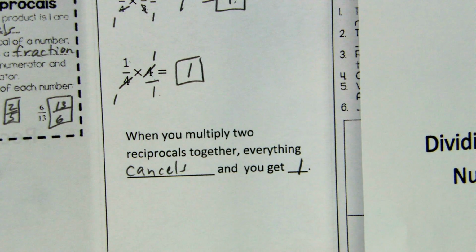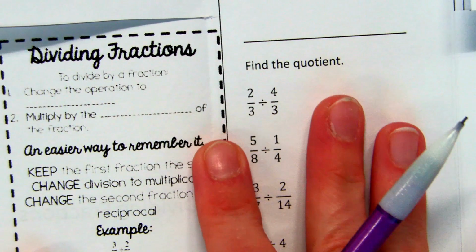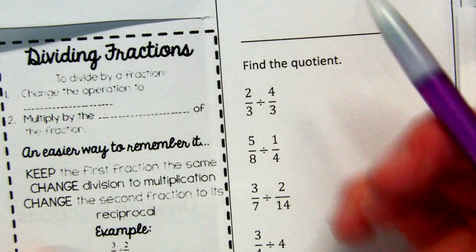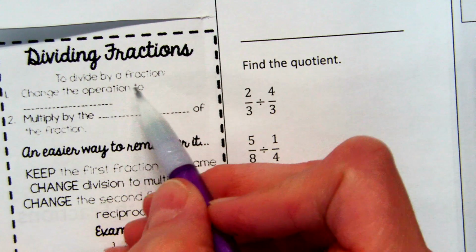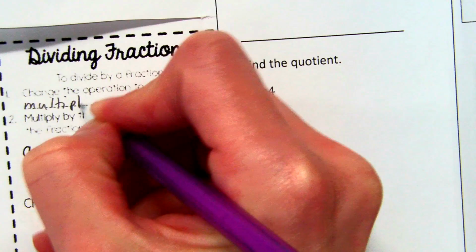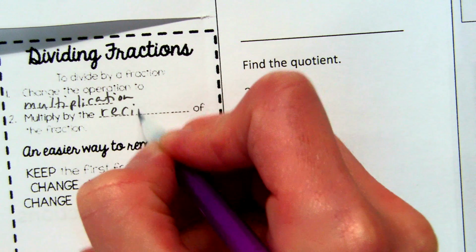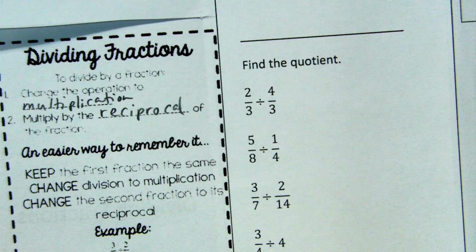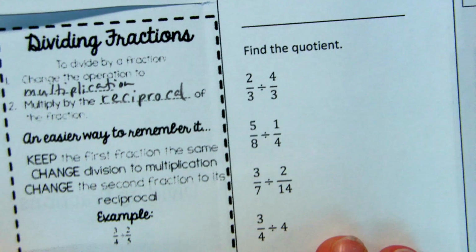Okay, so dividing fractions just has one more step than multiplying. And we're going to talk about that down here where it talks about dividing fractions. So it says dividing fractions. To divide by a fraction, change the operation to multiplication and then multiply by the reciprocal of the fraction.